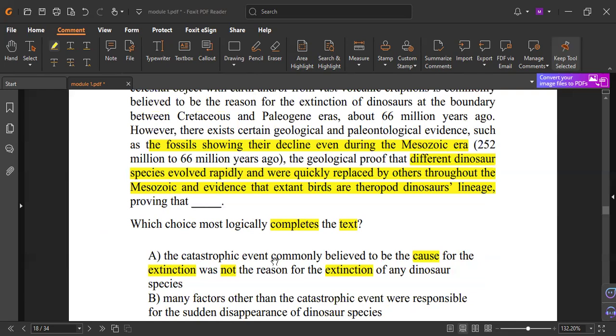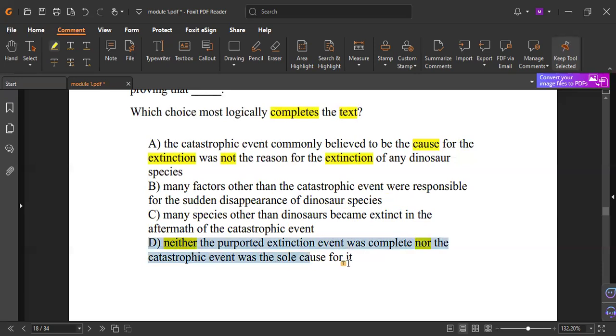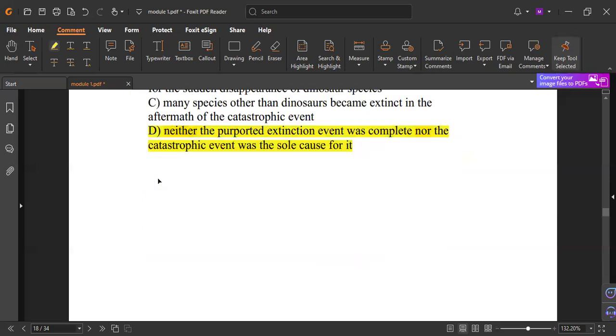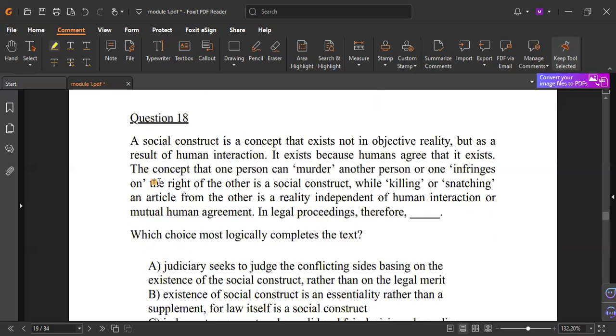Yes or no? Because they said some dinosaurs become extinct, but other species are not. This means they are not sure. That's why letter D could be the best answer. Of course, for letter C, we don't have any evidence for it at all. So that's why, complete based on the evidence in the text. Let's try the next. Number 18, what's yours?